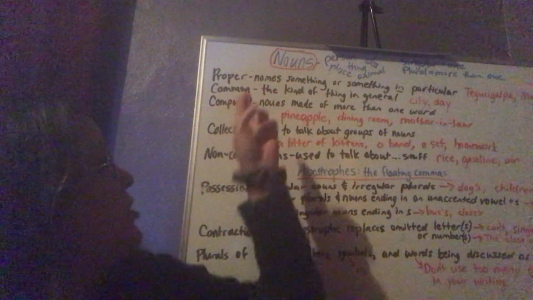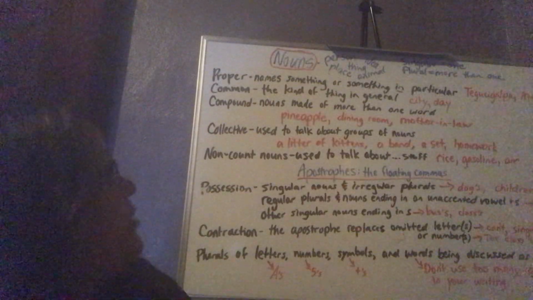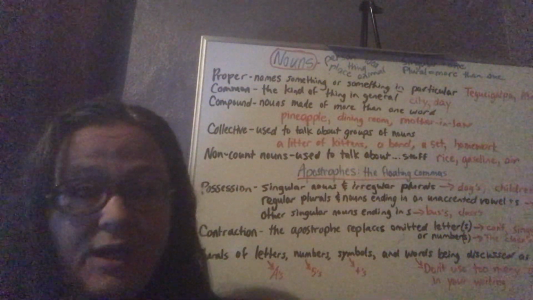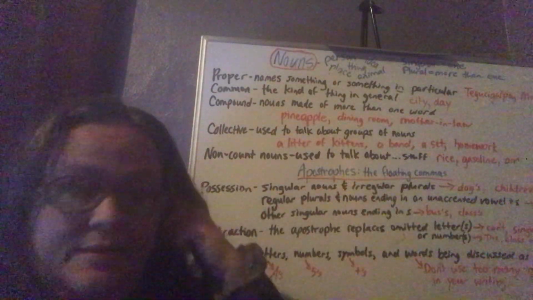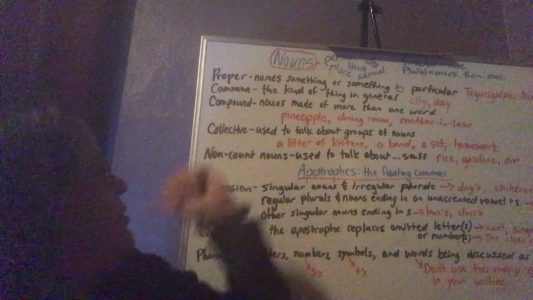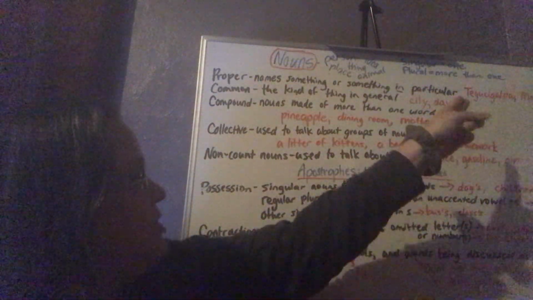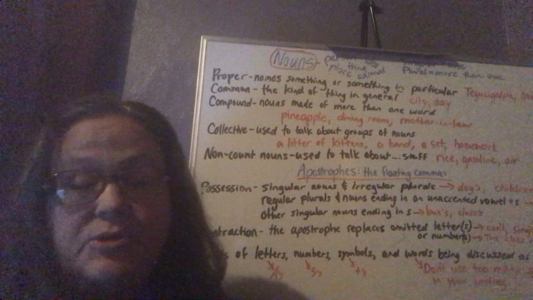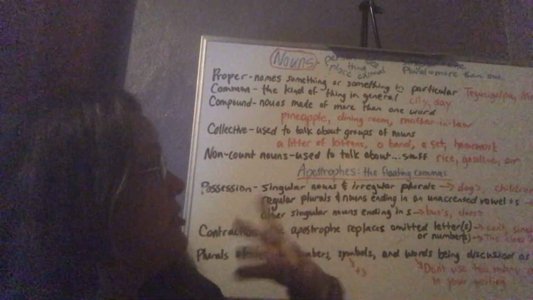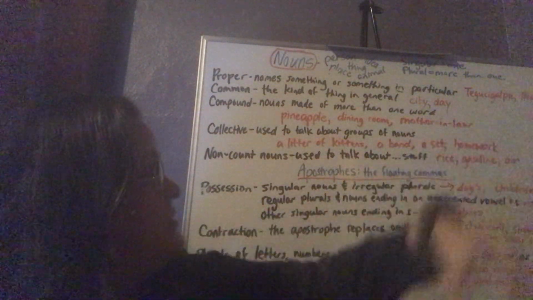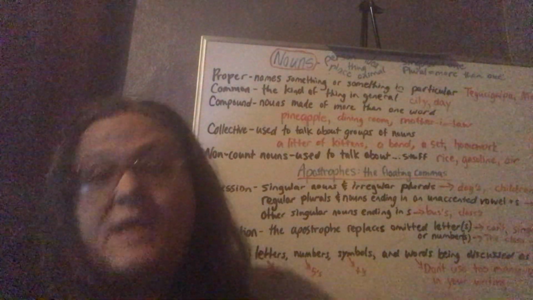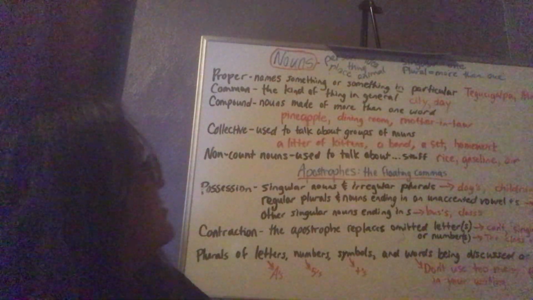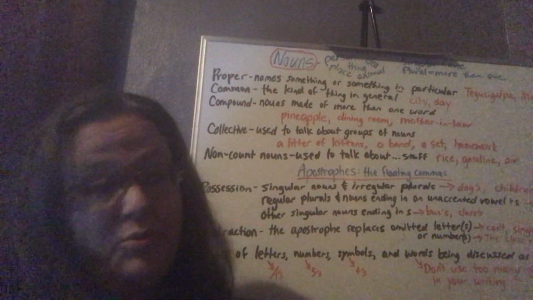And then, proper and common nouns. Proper nouns name something or someone in particular, like Tegucigalpa or Monday. Okay? Common noun is the kind of thing in general. So Tegucigalpa is a kind of city in general. Or you could even be more general and just say place. Those are all nouns. Monday is a proper noun for a particular day of the week. Okay? So that's the difference between common and proper.